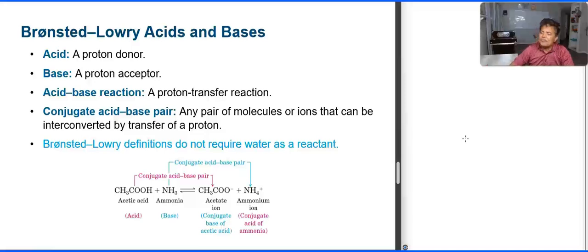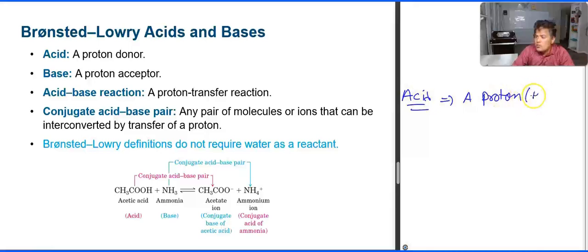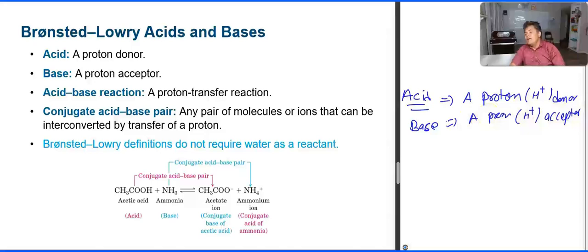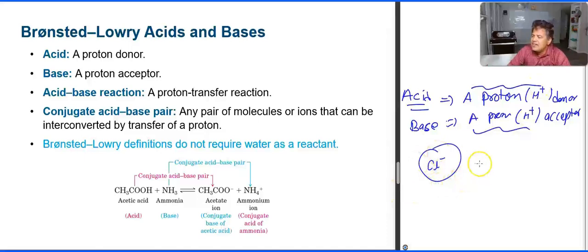So what do they say? Acid is a proton donor. Proton means H plus, donor. Okay, acid is that. Base will be a proton or H plus acceptor. It means that which can give you the proton, that is acid, which can accept the proton, that is base. Now let's go base first. For example, Cl minus. If that is the minus charge, then it can easily accept the plus charge, right? H plus. Okay, it means that Cl minus is base because it can accept the proton.